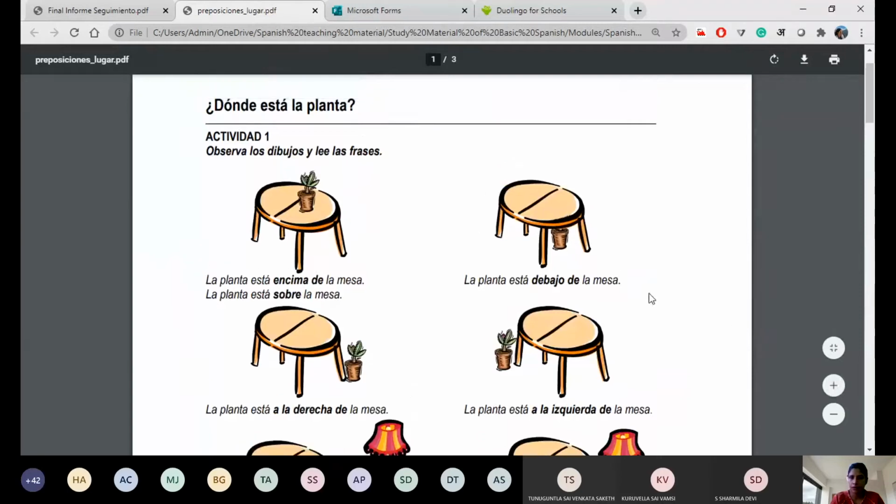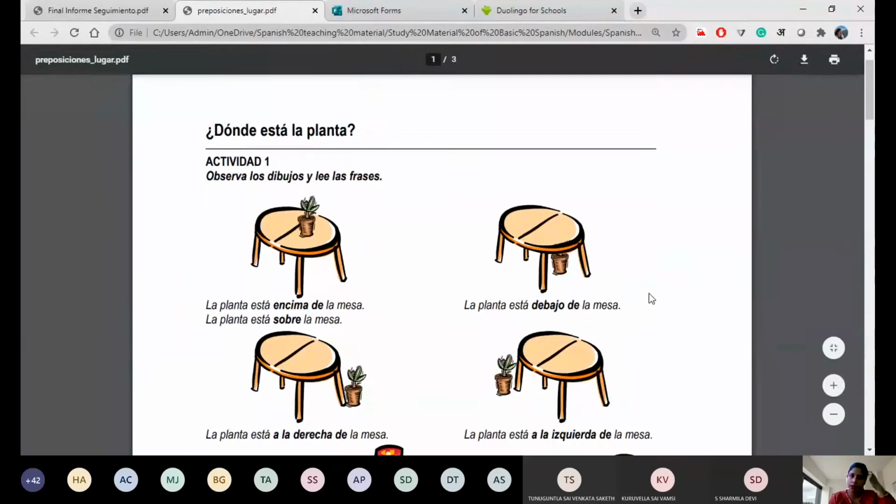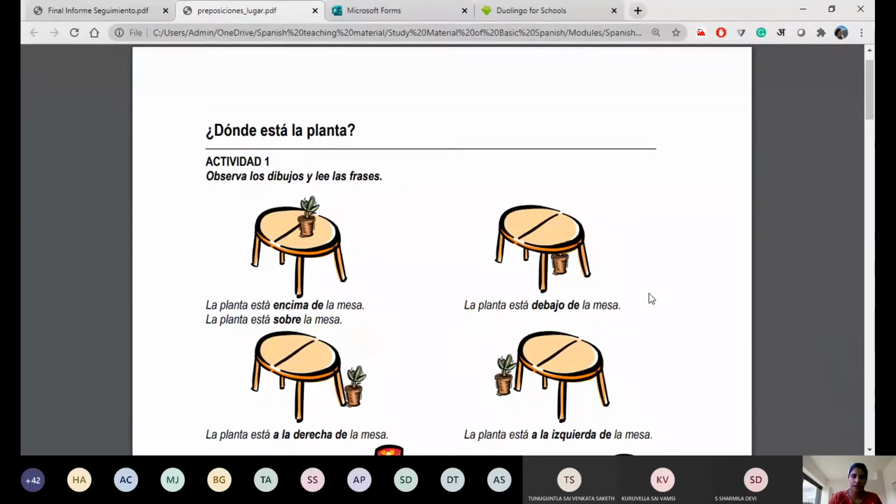So one thing about location, the first and foremost thing that is important, as I told you when I was teaching you the differences between ser and estar, is that with location you have to always use the estar verb. For time you were supposed to use the ser verb, always ser, but for location you will be using only the estar verb.